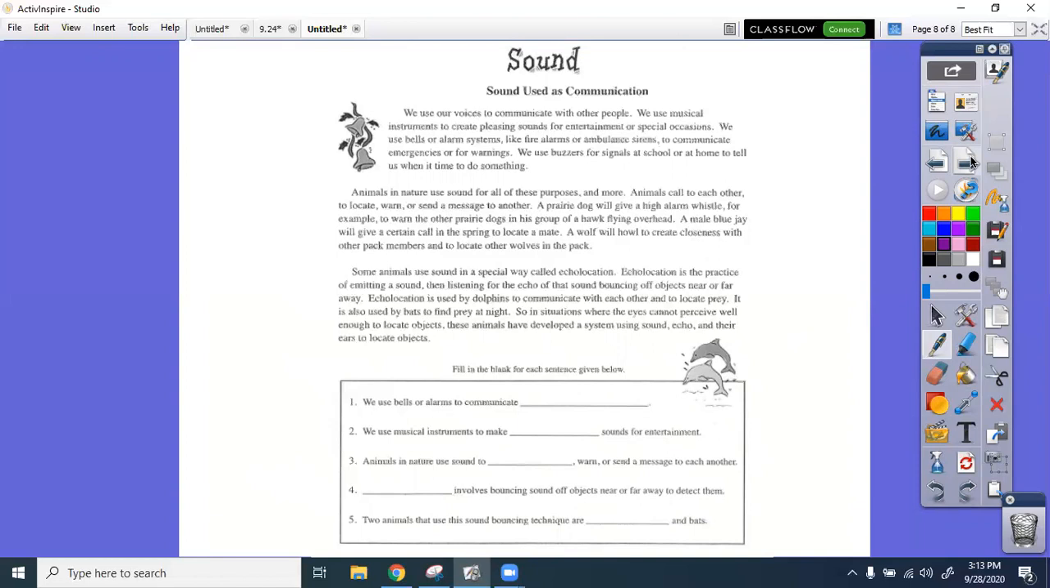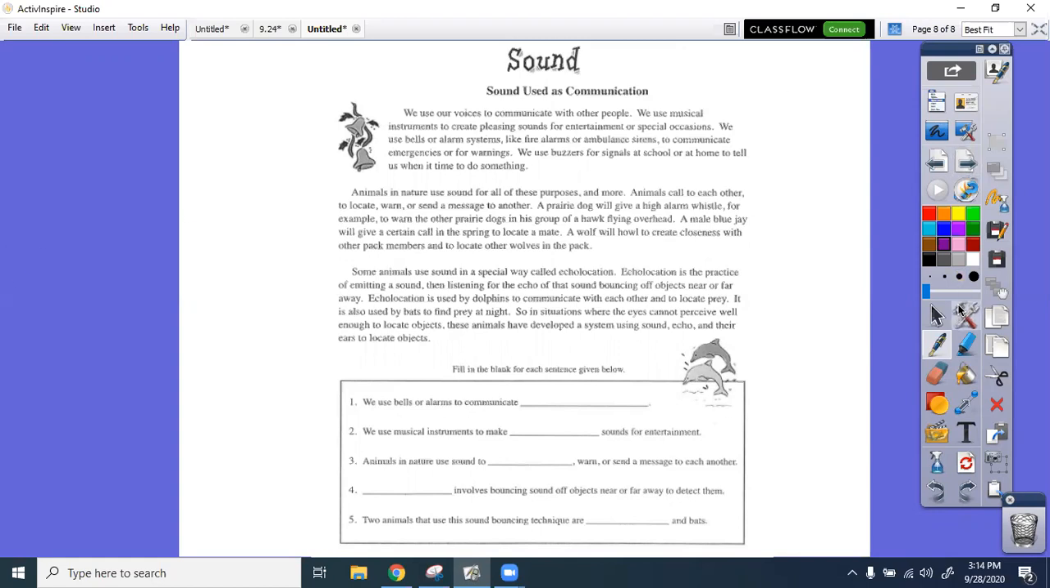We use bells or alarms to communicate what? So we start reading, we read the first paragraph. We use our voices to communicate with other people. We use musical instruments to create pleasing sounds for entertainment or special occasions. We use bells or alarm systems like fire alarms or ambulance sirens to communicate emergencies or for warnings. We use buzzers like signals at school or at home to tell us when it's time to do something. So what do we use bells and alarm systems for?